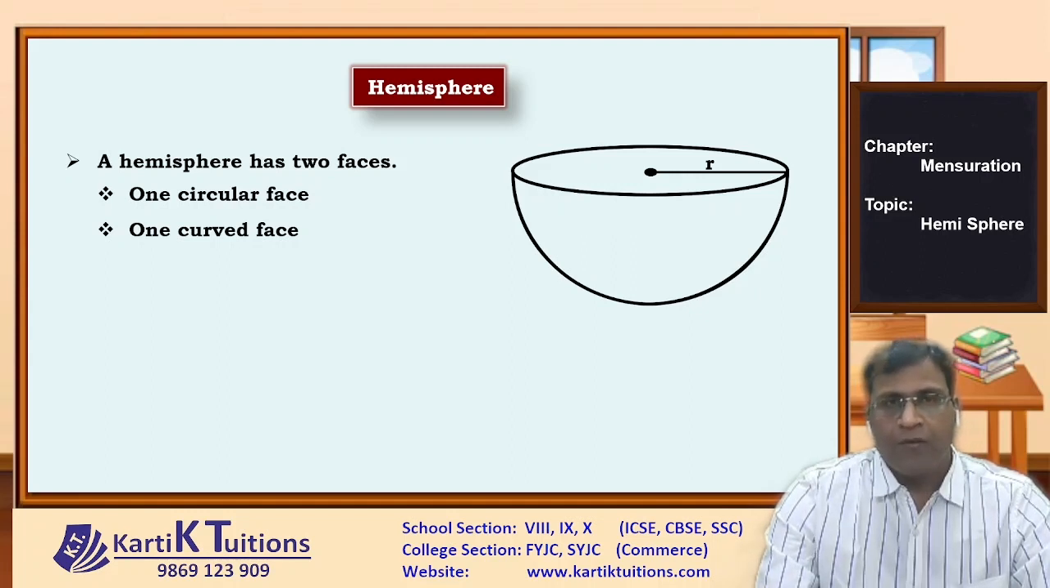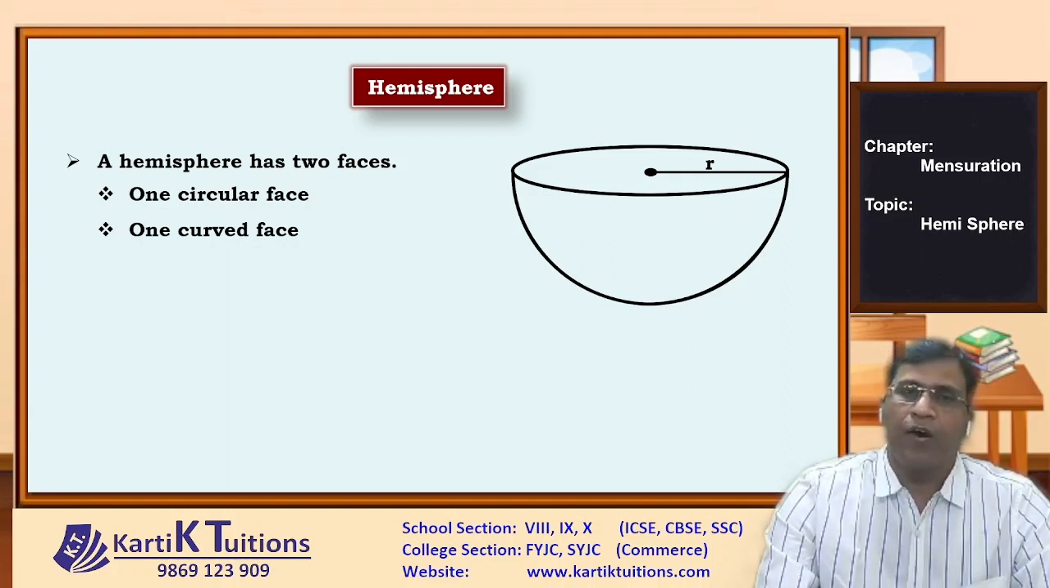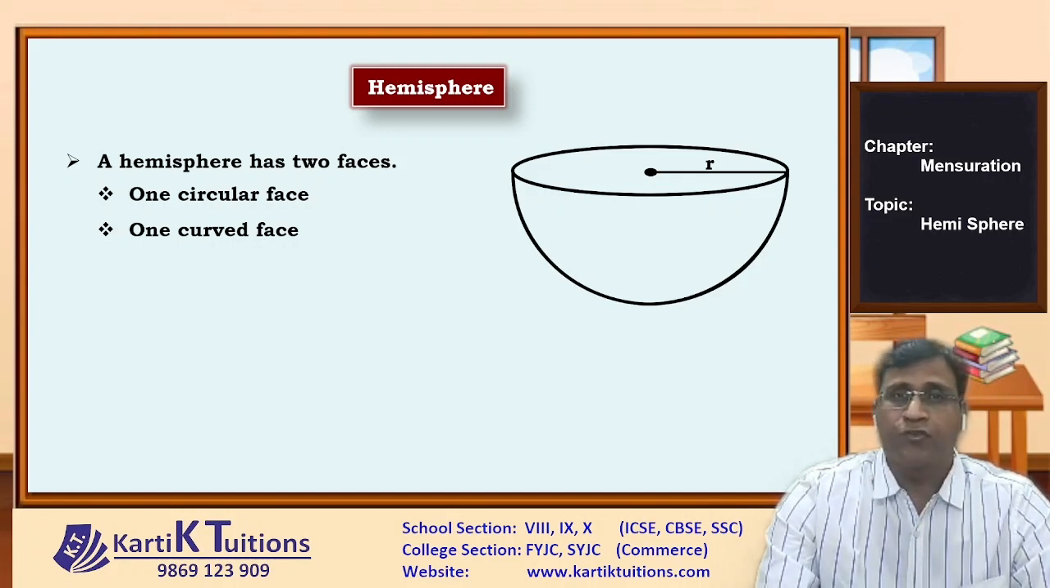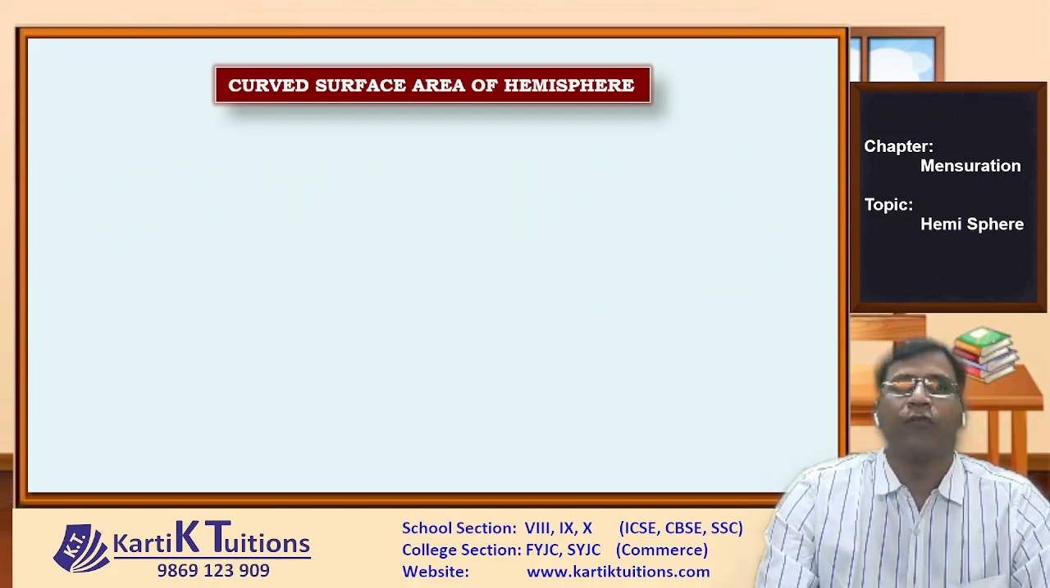Because of this, we get a curved surface area and a total surface area. In a sphere, total surface area, curved surface area, and surface area, all three were one and the same. But in hemisphere, it is not so. Now, first, we are going to talk about curved surface area.